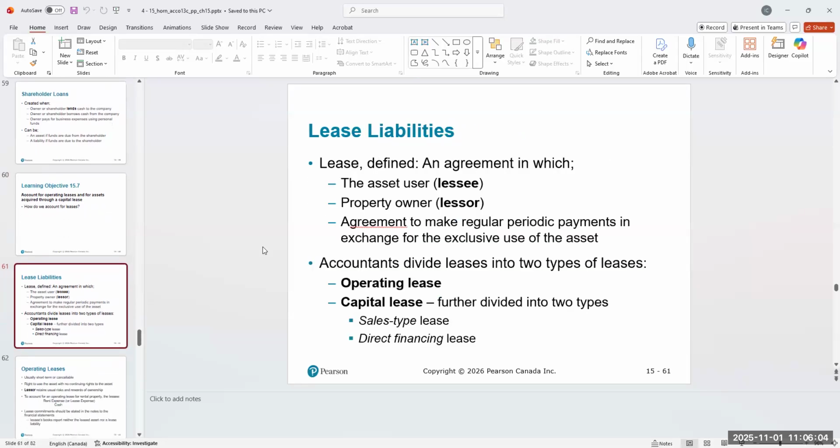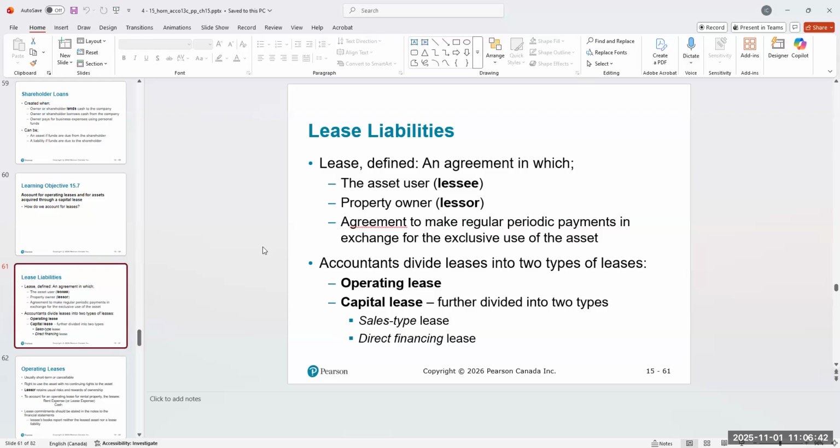Now, the lease, we're going to spend more time on in the intermediate financial reporting second part, 332. But very briefly here, you should have some ideas on leases, especially leases under accounting standards for private enterprises. Now, a lease is defined as an agreement between a lessee and a lessor. Who is the lessee? The lessee is the one who's using the asset. The lessor is the one who owns the property or the asset in this case.